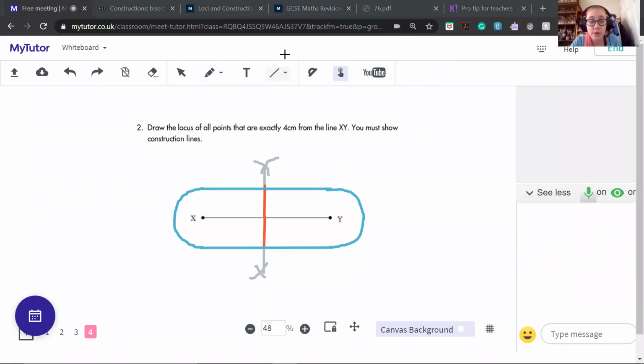Someone said, what does equidistant mean? That means an equal distance. So if something's equidistant from X and Y, it's the same distance from X as it is from Y.